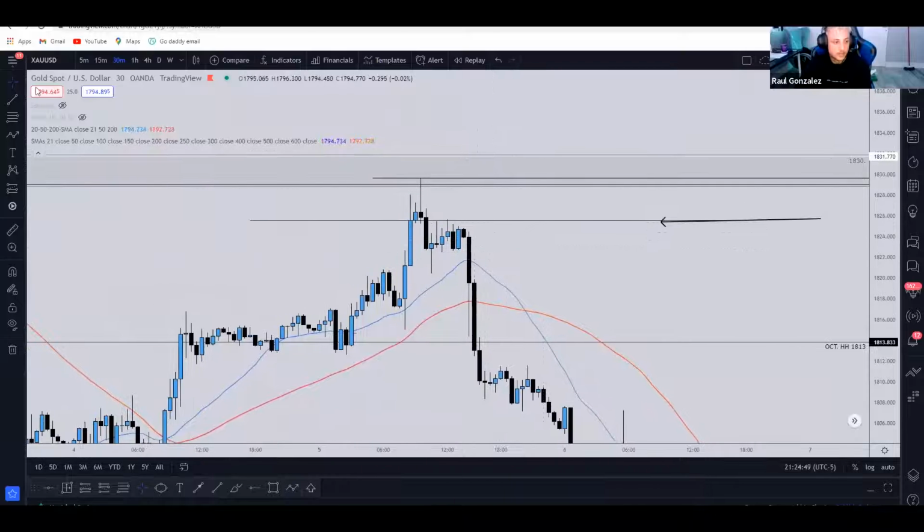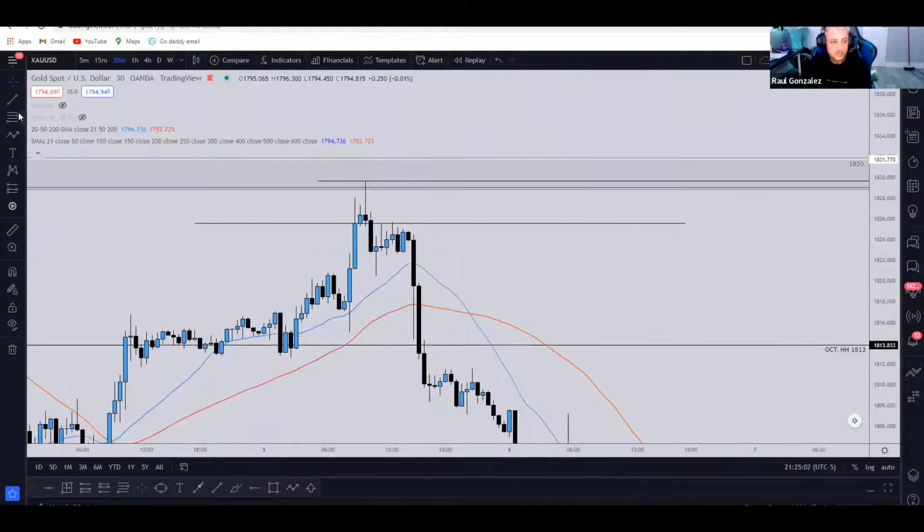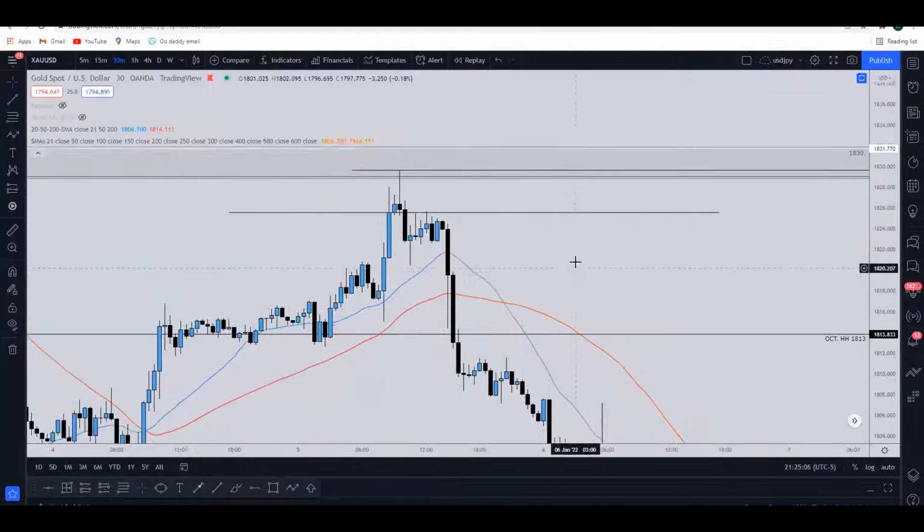Some people would have taken the position off of this engulfing here after price rejected the zone, or some people would have entered right after this entry over here. Some people would have entered here differently. I personally don't think I would have been able to take this trade, because I would have waited for a retest back into the zone, looking for that short position.